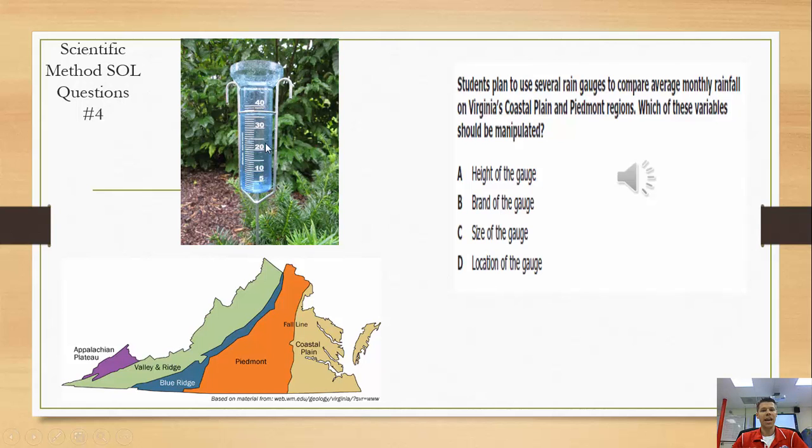Is it the height of the gauge? No, that's not what's important. What about the brand of the gauge? Does it matter if it's a Nike gauge or an Adidas gauge?